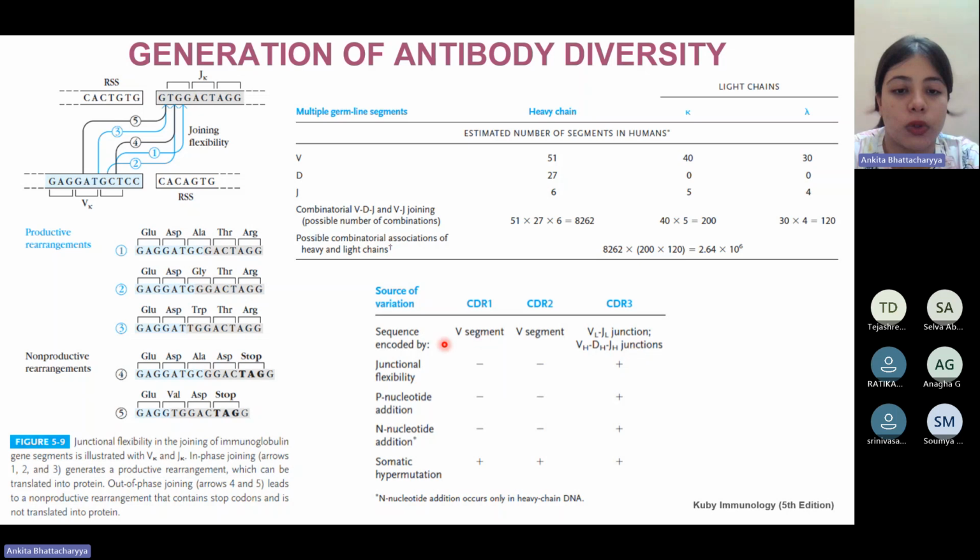So this variation is also accompanied by junctional flexibility, which is P and N nucleotide addition. N nucleotide addition only occurs in the heavy chain DNA. It has been given as a disclaimer, and also somatic hypermutation. So while within CDR1 and CDR2, only somatic hypermutation is bringing diversity or variation, CDR3 has all of these, and therefore it is most relevant towards contributing to antibody diversity.